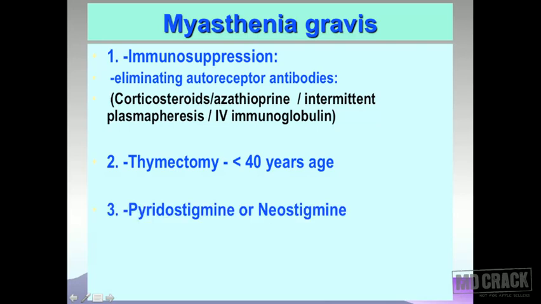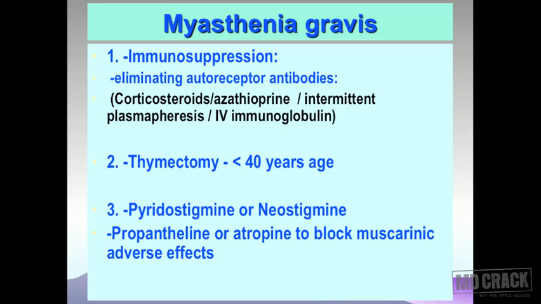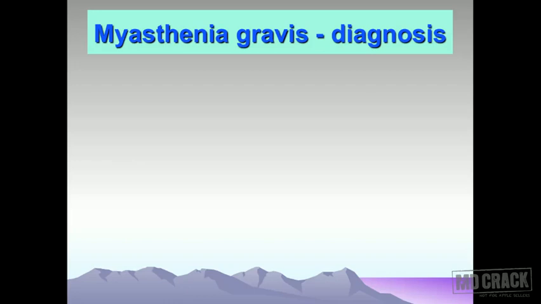And the third approach is what we are discussing, the drug therapy by giving anti-cholinesterase agents. The agent which is preferred is pyridostigmine, that's most commonly used, or you can use neostigmine. And because these agents are going to pour in acetylcholine at the nicotinic receptor, this is going to be the beneficial effect in myasthenia. At the same time, we cannot forget that acetylcholine will also increase at the muscarinic receptors, and to block these muscarinic adverse effects, we could add propantheline or atropine.